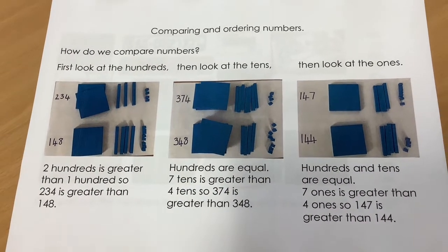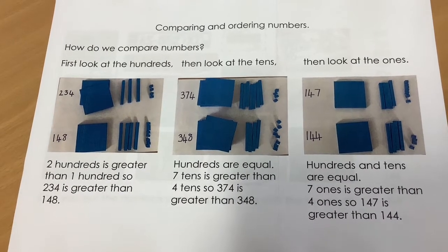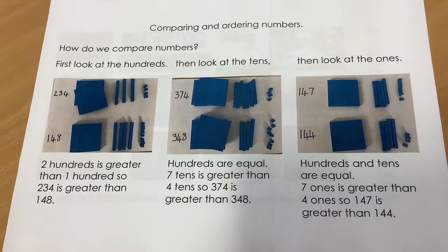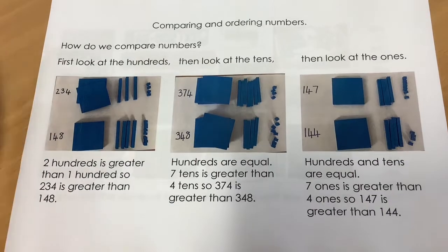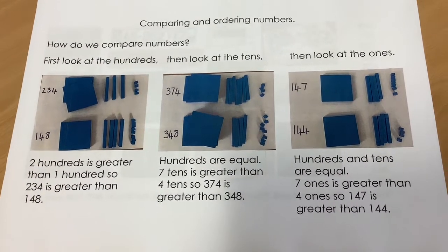Now, when we are adding our numbers, doing column addition, we always start with the ones column. But when we're comparing numbers, we look at the hundreds first. And if it was thousands, we would look at the thousands first. We look at the biggest part of the number.